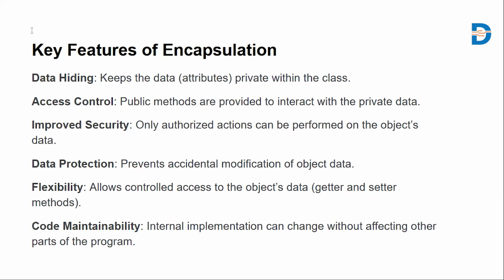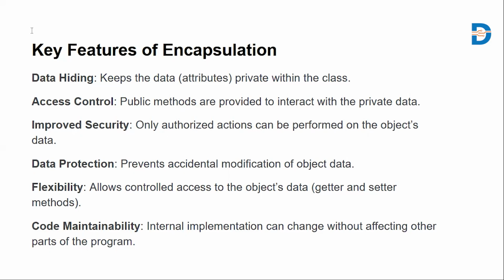The fourth one is data protection. It prevents accidental changes to critical data. This ensures data integrity and makes debugging easier. Then the fifth property is flexibility with getter and setter methods. We use getter methods to access the private attributes, and we use setter methods to control the modification of data while applying validation rules.